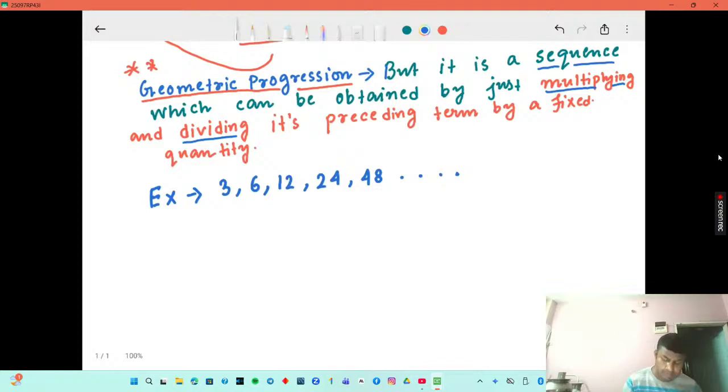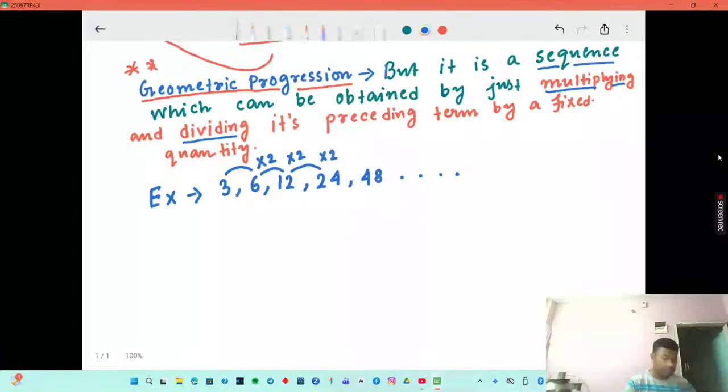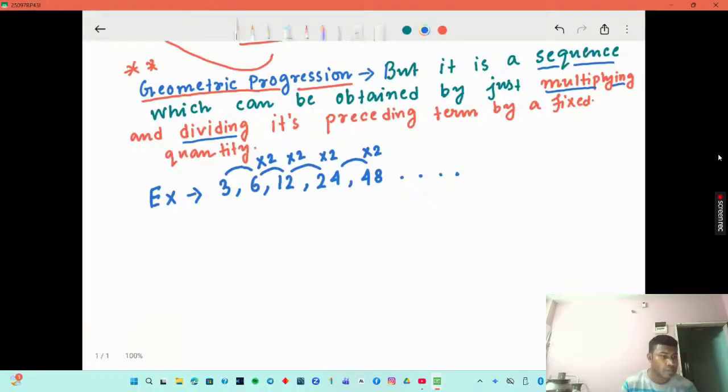Yes, this sequence is definitely in geometric progression, because in order to obtain 6 from 3, we have to multiply it by 2. Now in order to obtain 12 from 6, we have to multiply it by 2. In order to obtain 24 from 12, we have to multiply it by 2, and to obtain 48, here also we have to multiply it by 2. Is it okay? So here we can find that in order to obtain the next term, we have to multiply the preceding term by 2 in each case.